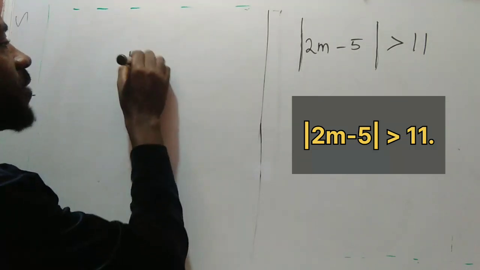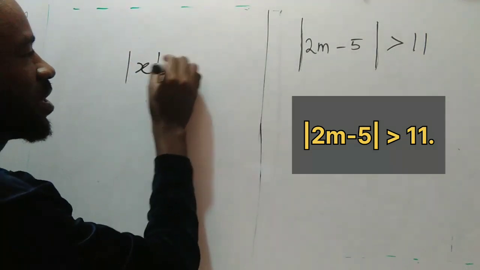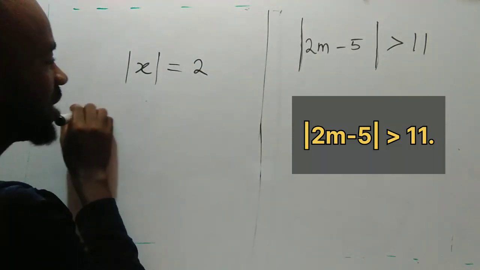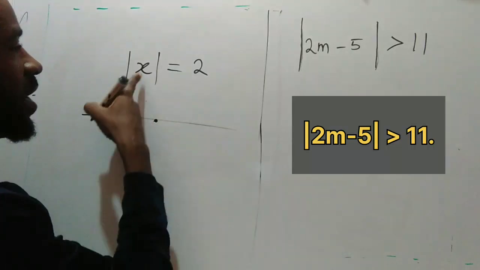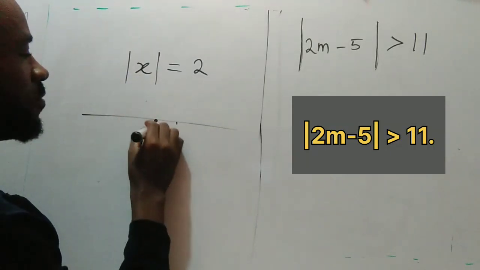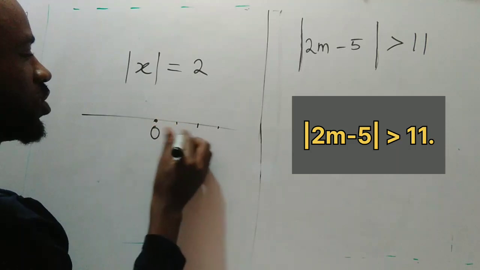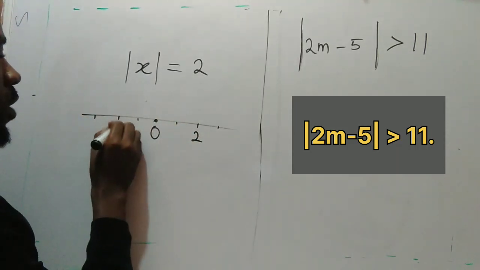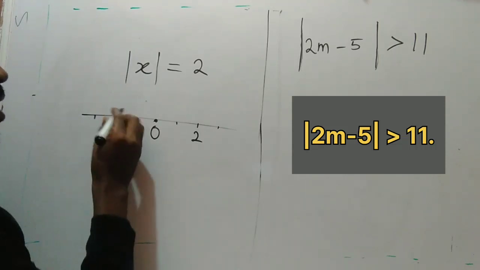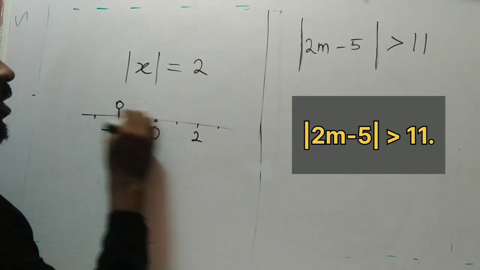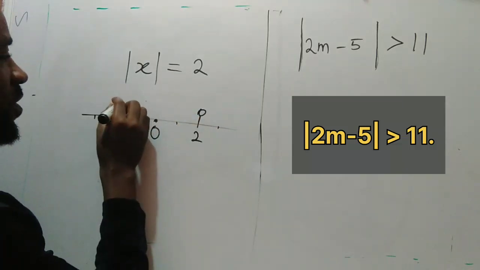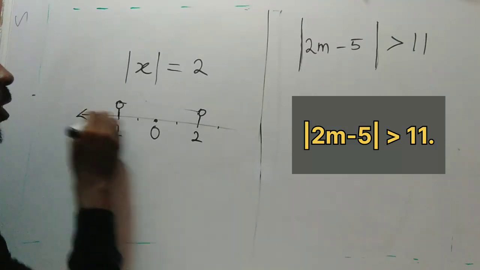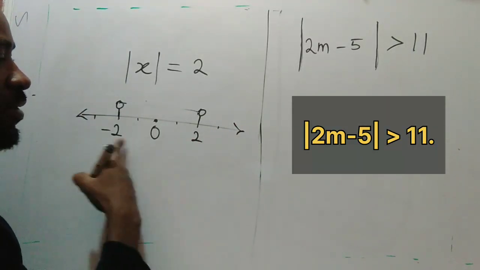If you have the absolute value of x equal to 2, I explained this in my last video. This means that x is 2 steps away from the origin. 1, 2. So x could be here, 1, 2, or x could be here. These are the two possible values for x, either this side or this side on the number line.